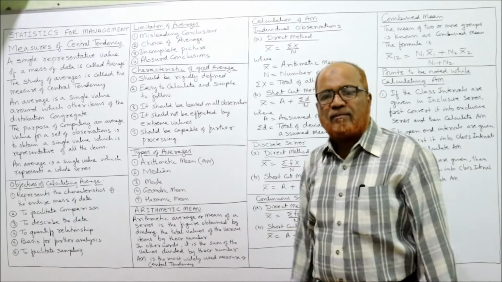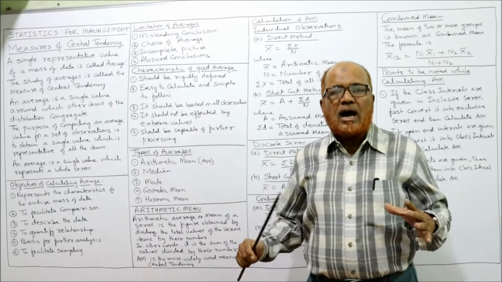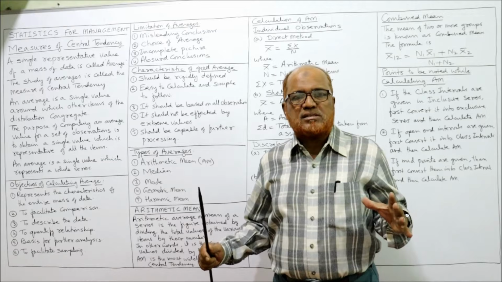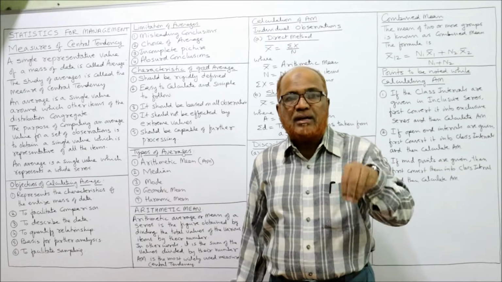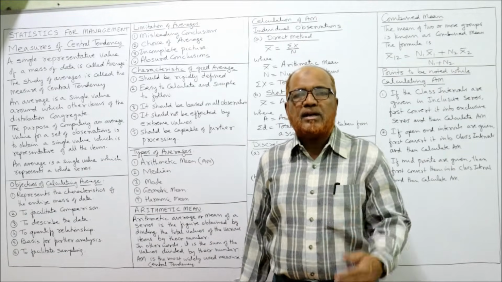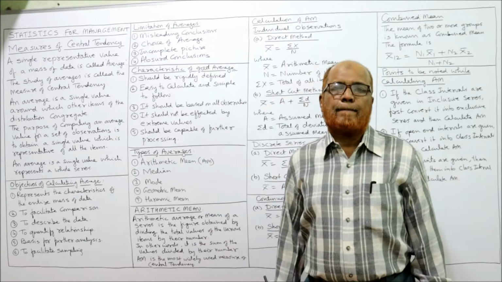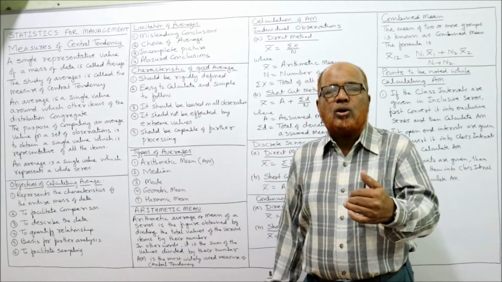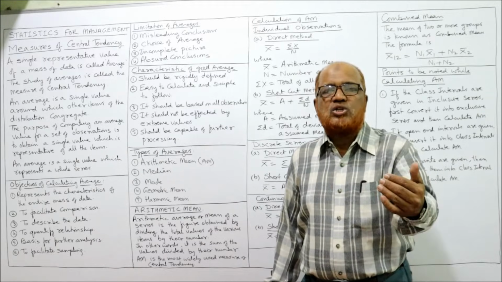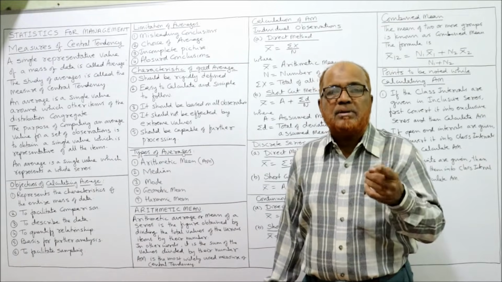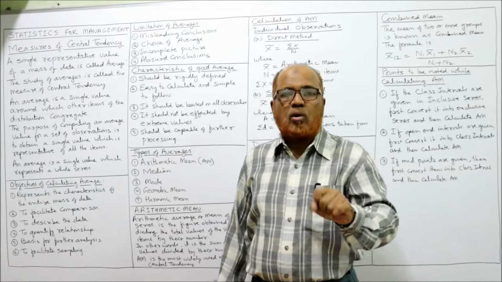Now, limitations of averages. There are many advantages of averages, but there are a few limitations. So what are the limitations of averages? First one, misleading conclusion. When we come to some conclusion on the basis of average, the conclusion may be misleading. The conclusion may be wrong.